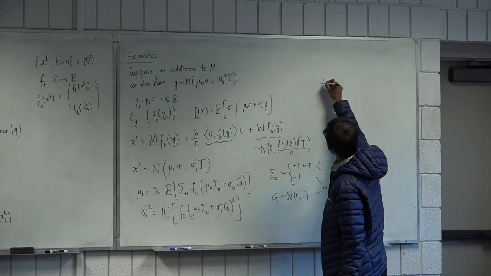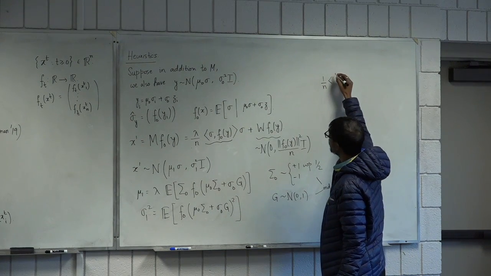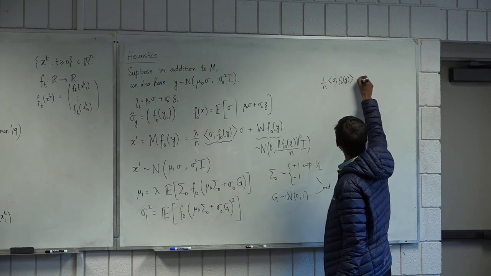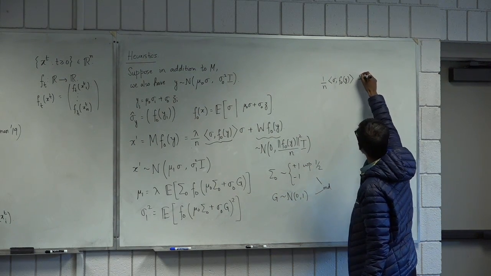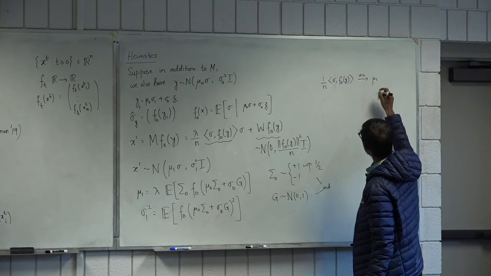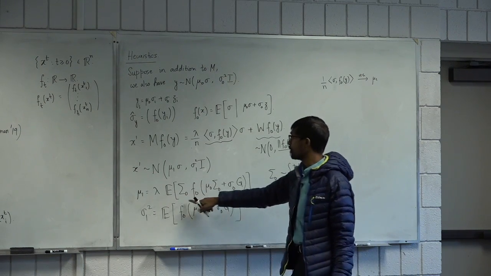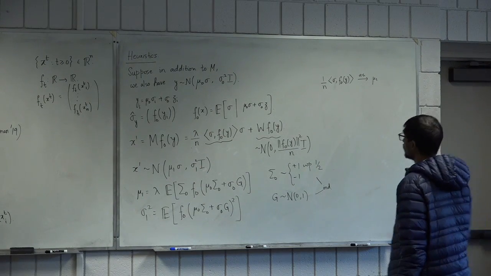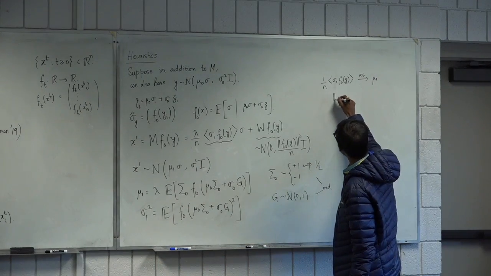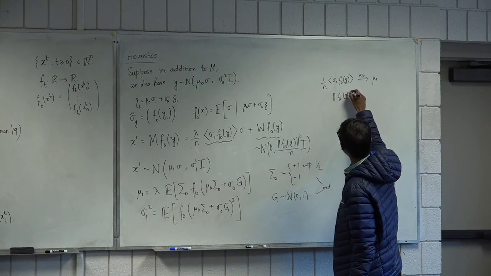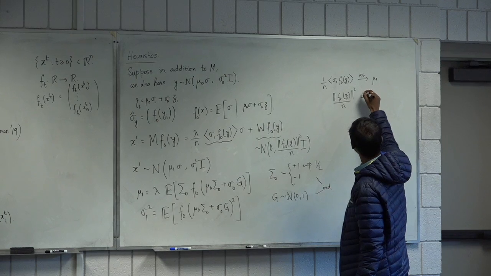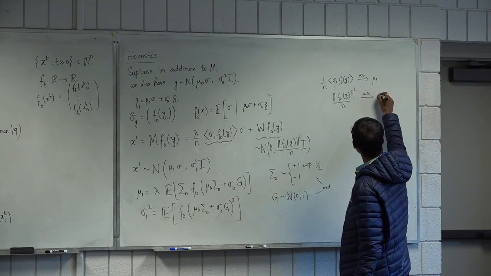Well, I'm just saying that if I look at 1 over n sigma f naught y, I'm saying that this converges to a number, almost surely, which is mu1. And I'm just saying that the limit mu1 is just this number. And the other thing I'm saying is that if I look at f0 of y square on n, that converges almost surely to sigma 1 squared.